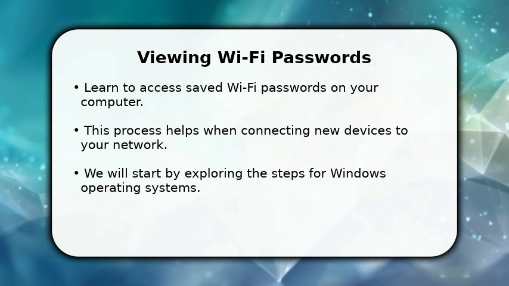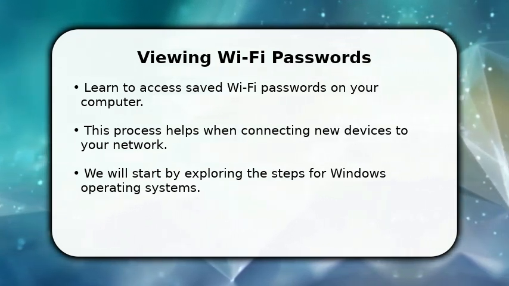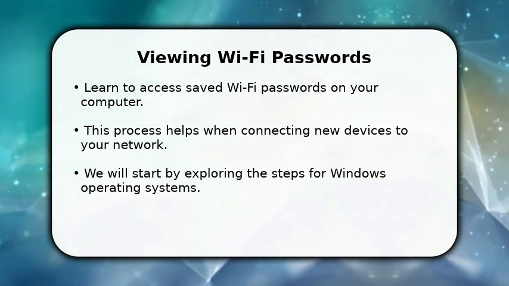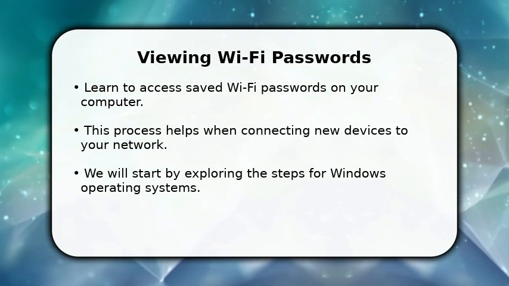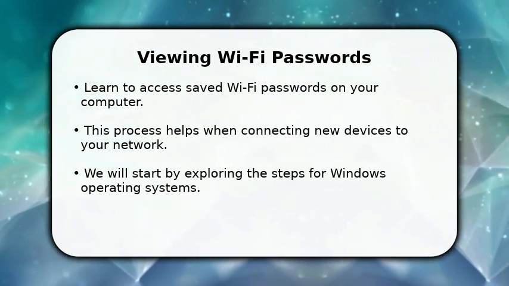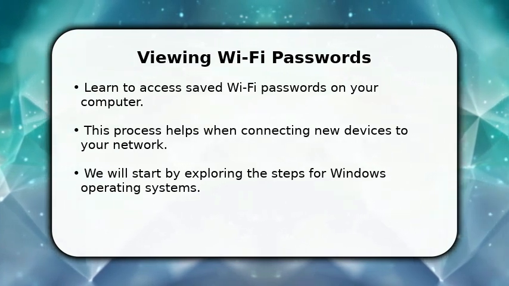For Windows, first, open the Control Panel and navigate to Network and Sharing Center. Then, click on your Wi-Fi network name, select Wireless Properties, and finally, check the Show Characters box under the Security tab to reveal the password. It's a straightforward process taking just a few clicks.